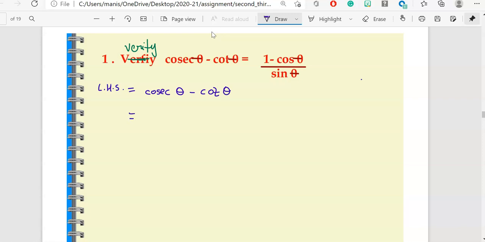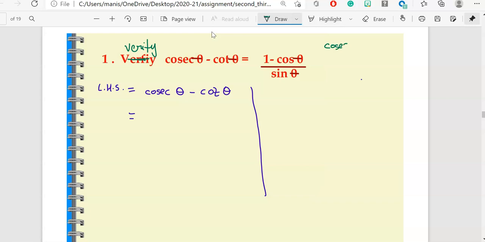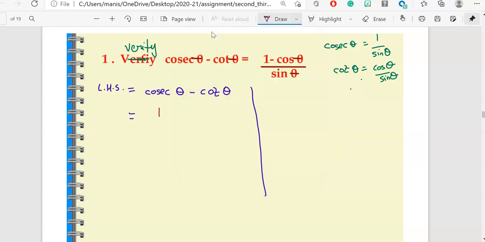Now what is the formula for cosecant theta? I'm using my green color over here to write it. Formula for cosecant theta is 1 over sine theta. Formula for cotangent theta is cosine theta over sine theta. You should check the formula sheet again and again, but I'm writing the formulas here just to make it easy for everyone. So I will replace this by 1 over sine theta. You have to only memorize 5 formulas.